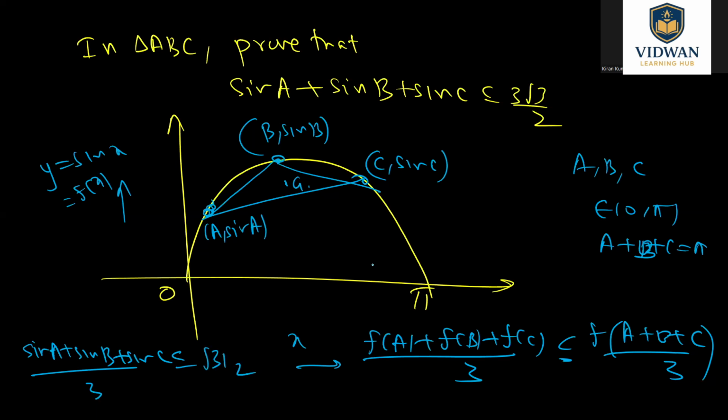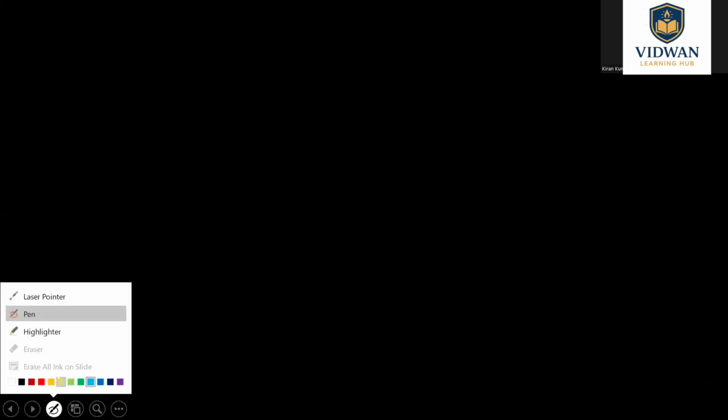So if you cross multiply, you will get this result. And the maximum value will occur when it is equilateral. That will be 3 root 3 by 2. So this kind of problem in trigonometry can also be solved using the monotonicity concept. Similarly, you can do problems related to cos or tan also in the same manner.